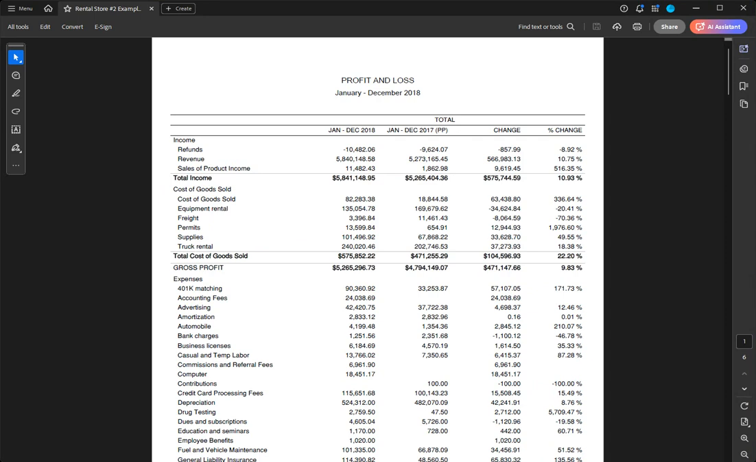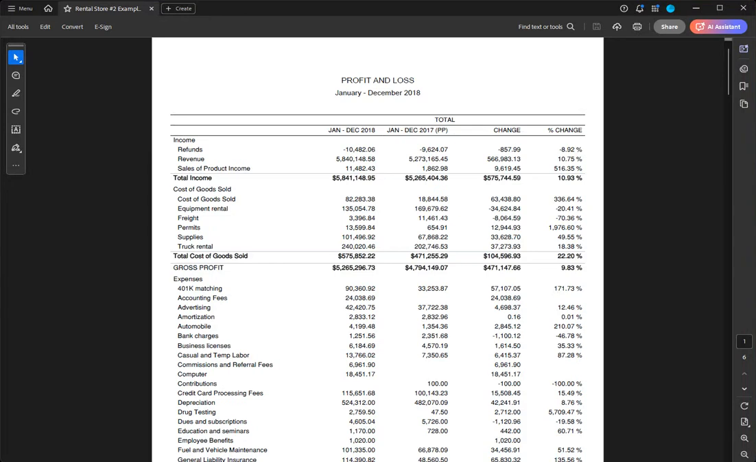Typically, we look at 3 columns. This one's going to be a little bit different because we're looking at just 2. We're comparing 2 full years, 2018 with 2017. So for this particular client, the main revenue number went up by about 566,000. That's a 10% increase in revenue, which is pretty significant for a 1-year period.